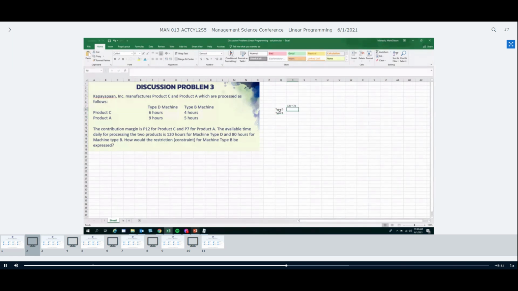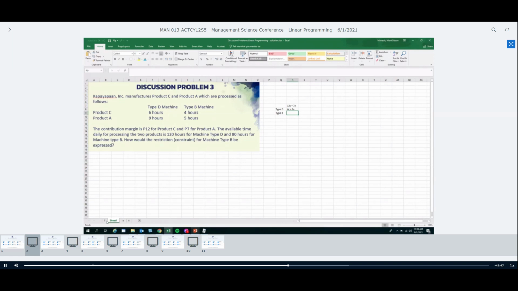Ang constraints natin is 6 hours of C. So 6C plus 9A. Tama ba yun? 6C plus 9A. Ilan lang? Kay type D is 120.